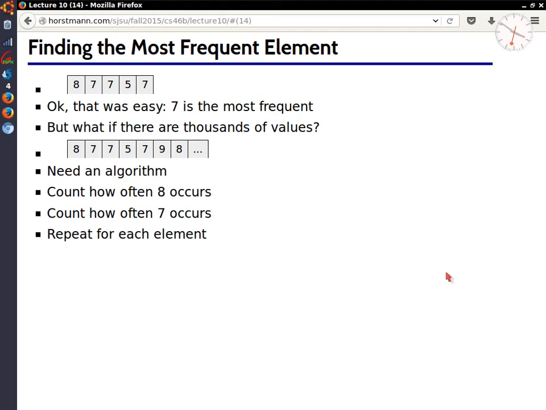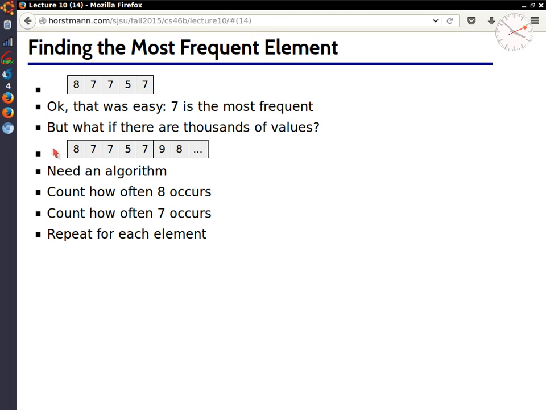I want to find the most frequent element. So I want to find the element that occurs more often than all others. So here's an example. I'm looking at this array here. And I say, what's the most frequent? Well, obviously it's 7. You have one look at the array and you know right away it's 7, right? So you'd say, well, that's O of nothing, right? You know the answer right away. But now imagine that there are thousands and thousands of values, and you still want to know what's the most frequent one.